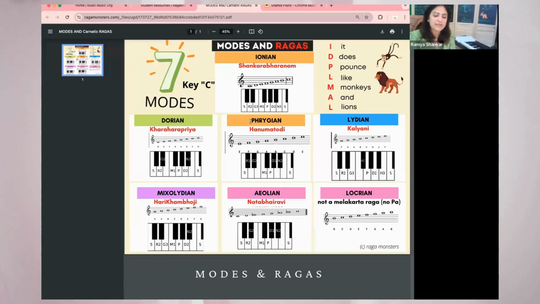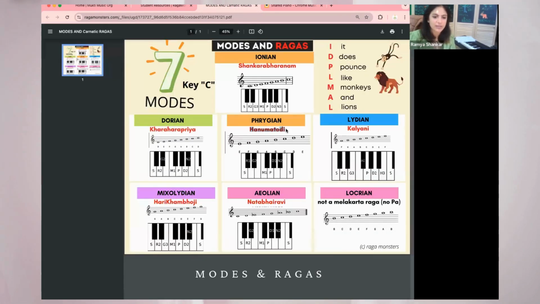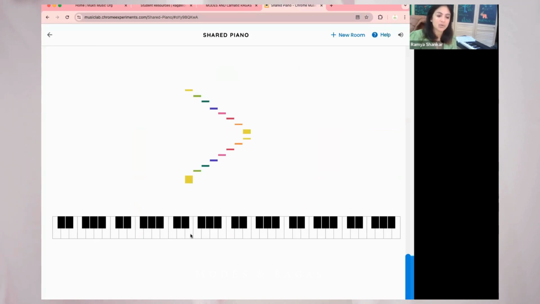The third mode is the Phrygian mode, which maps onto Hanumatodi. So Phrygian goes from E to E, and it sounds like this. Okay, and so that is the Phrygian, and that's what is mapped onto Hanumatodi. And this again is the visual representation of the key of C. But here we're going to go from E to E. So I hope you understand that.